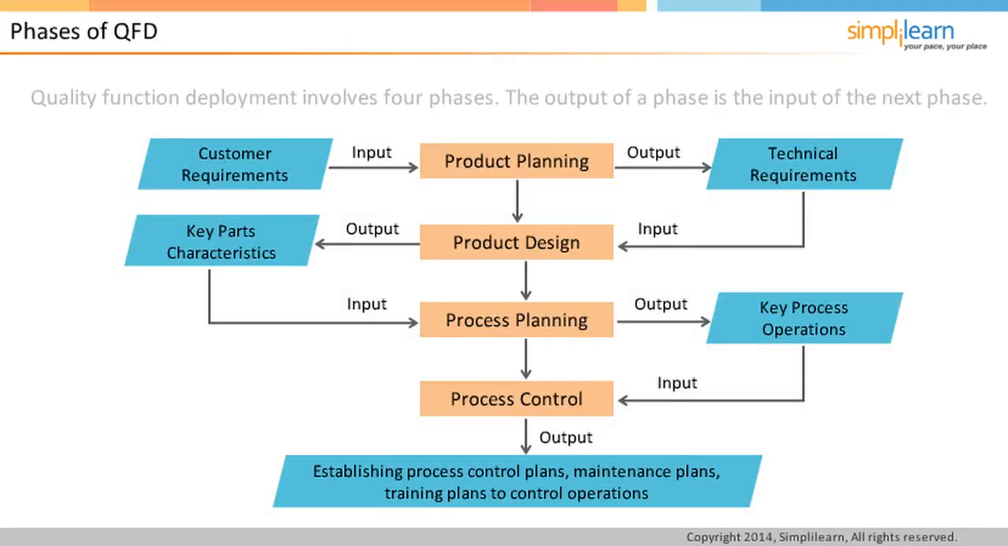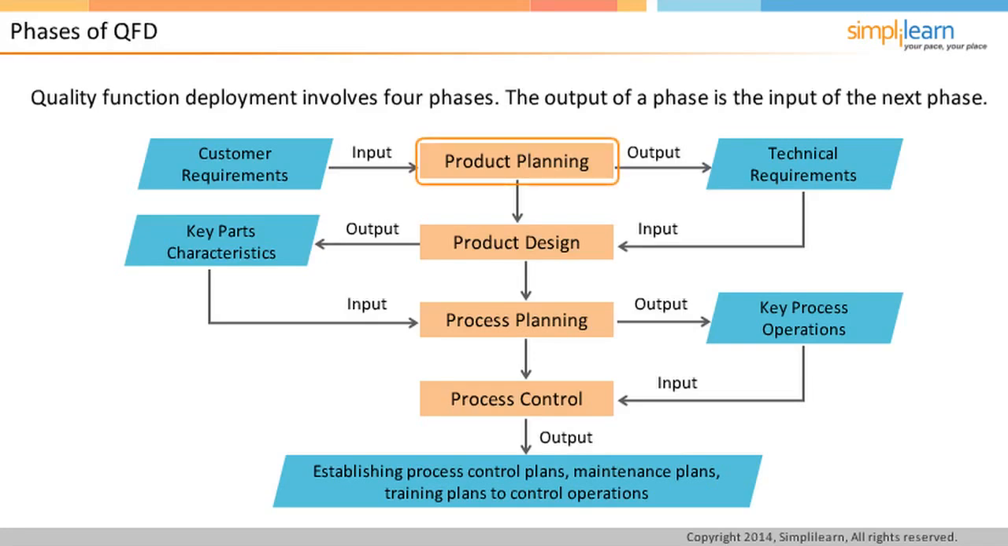Quality function deployment involves four phases. Phase 1, product planning. In this phase, the QFD team translates the customer requirements into product technical requirements. Phase 2, product design. In this phase, the QFD team translates the identified technical requirements into key part characteristics or systems.